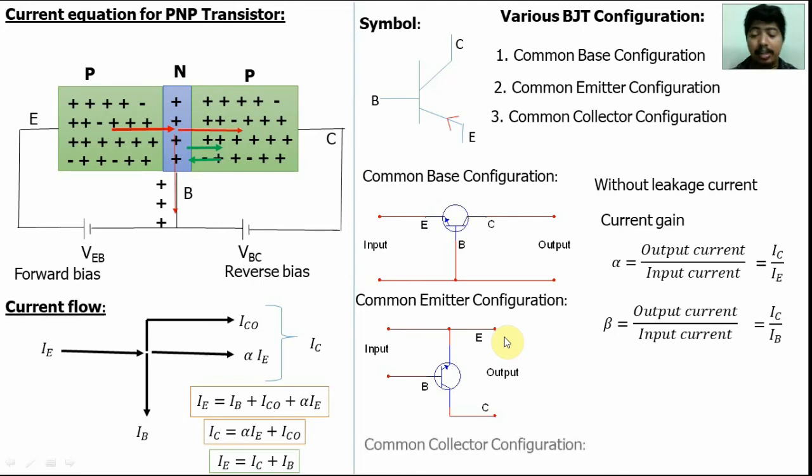Then the common collector configuration. In the common collector configuration, the collector is common. So output is IE and input is IB. So gamma is equal to output current by input current. Output current is IE, input current is IB. The collector is common between both input and output. All these parameters are applicable only for the ideal BJT, that means when the reverse saturation current is 0.